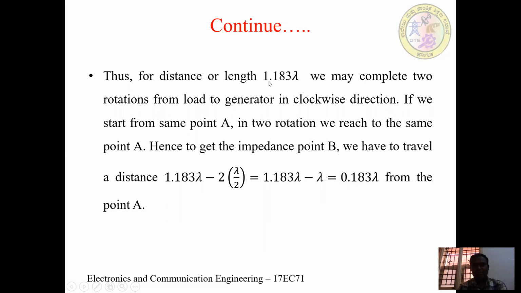Thus, for the length of 1.183 lambda, we complete 2 rotations from the load to generator in clockwise direction. If we start from the same point A, after 2 rotations we reach the same point A. Hence, to get the impedance point B, we have to travel the total distance given minus 2 times the rotation. So lambda by 2 is 1 rotation, and for 2 rotations, 2 into lambda by 2. We subtract: 1.183 lambda minus lambda is equal to 0.183 lambda from the point A.